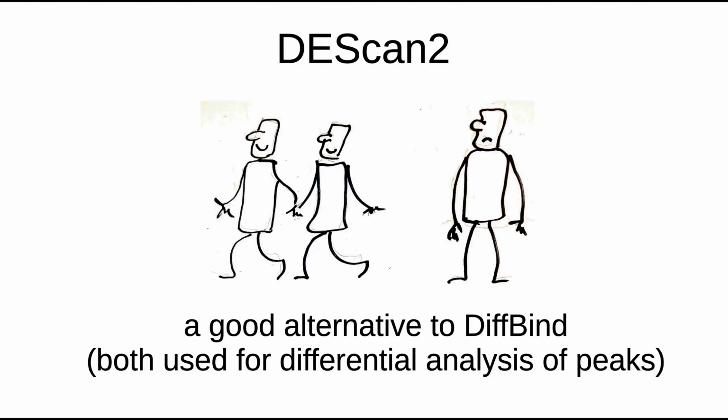Hi, in this video I will try to explain how you can use DEScan2, which is likely an alternative to the DiffBind package. Both of those packages are used for differential analysis of peaks like ATAC-seq, ChIP-seq and others. Why would you want to use DEScan2?